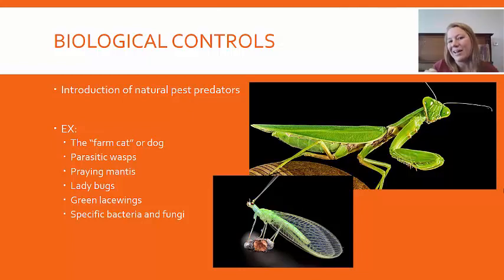Now, the farm cat is sometimes thrown in here as a biological control. While yes, they do help to reduce the number of small rodents around farm buildings, outdoor cats actually cause more harm than good, particularly attacking vulnerable songbird populations and other native wildlife. So in general, if you have the option, please keep cats indoors. Keeps the cat healthier, keeps the wildlife healthier. There's other things you can do to control those particular pests.